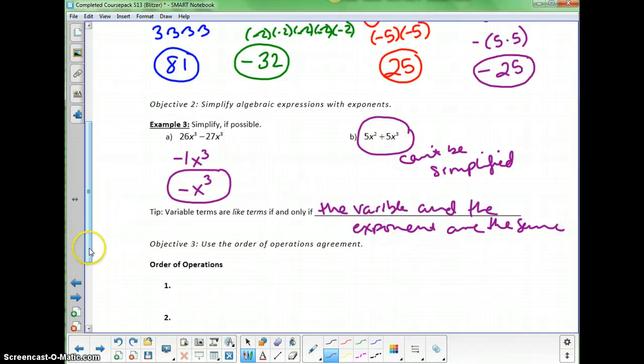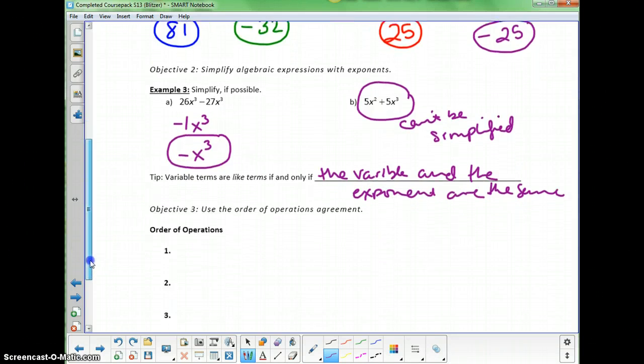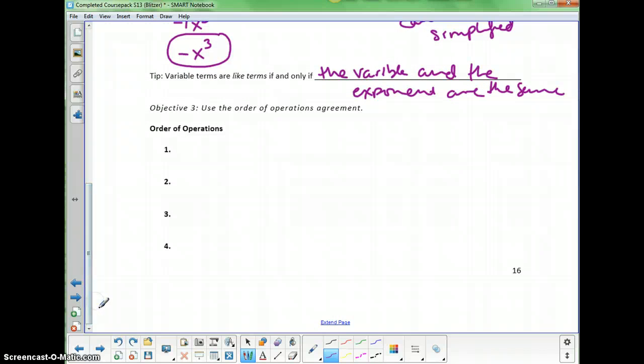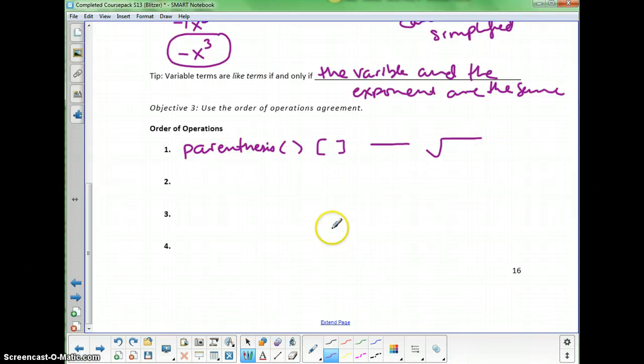Alright. Objective 3, use the order of operations agreement. So the order of operations starts with parentheses. And parentheses can mean a variety of different things. Parentheses might be the traditional parentheses, or brackets, or even a fraction bar or a square root symbol, all are going to fall into that parentheses category.